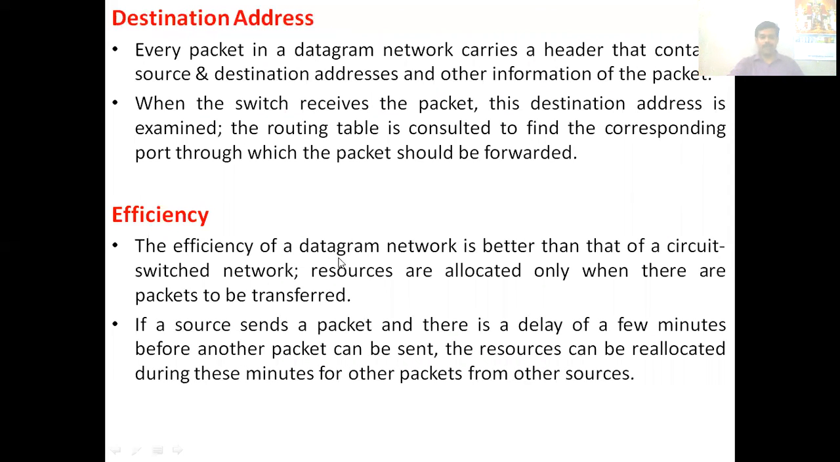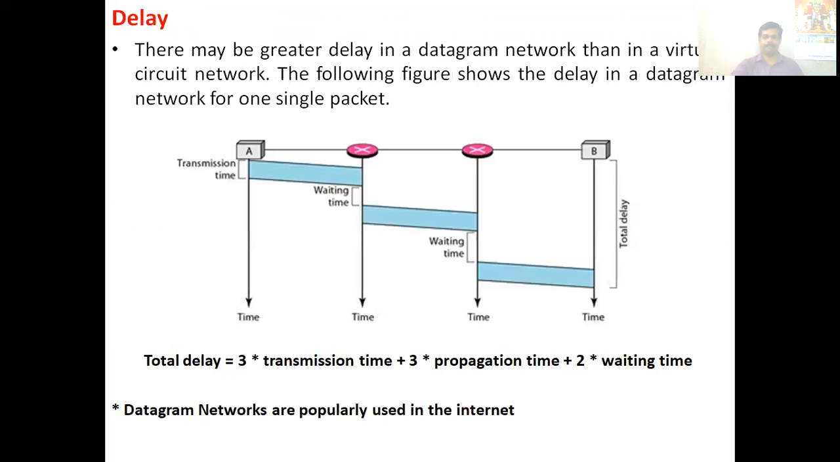The efficiency of the datagram network is better than that of a circuit switched network, because here resources are not allocated. If allocated, it is allocated only on demand. If a source sends a packet and there is a delay of a few minutes before another packet can be sent, the resources can be reallocated during these minutes for other packets from other sources. So its efficiency is high.